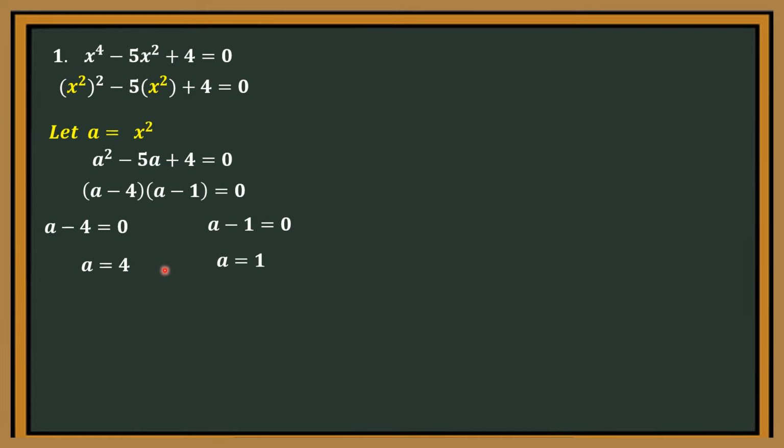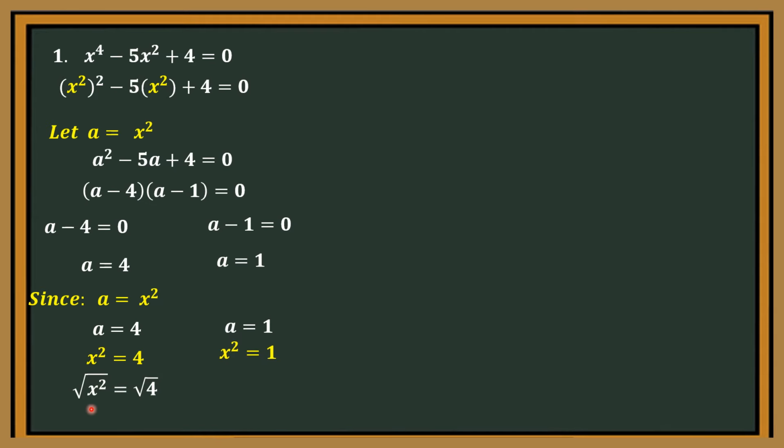This is not yet the final answer. Babalik tayo dito sa simula. So, since ang A natin ay equal to x squared, gamitin natin ito, A is equal to 4, and the other one is A is equal to 1. Substitution, ang A natin ay x squared. So, A, substitute x squared is equal to 4. Then, same thing here, x squared is equal to 1. So, instead na A, substitute x squared. Same dito. Then, since ito ay naka-squared, kunin natin ang square root ng both sides.